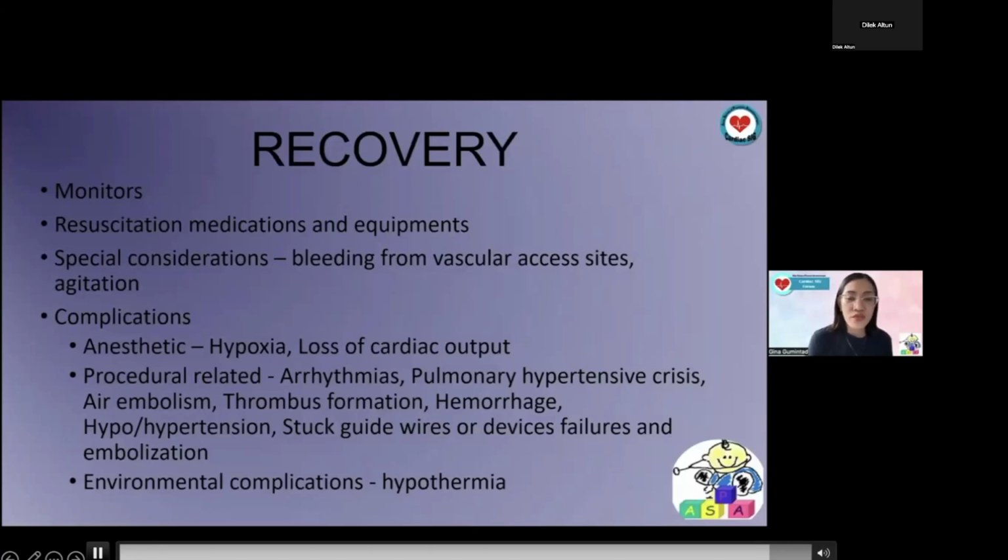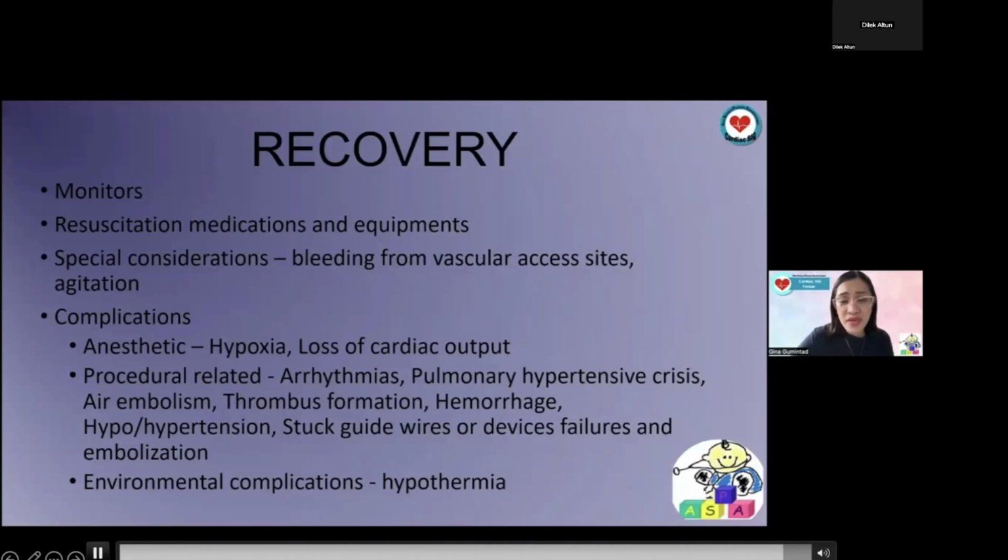Complications, watch out for these complications. We can have anesthetic complications, procedure-related complications, environmental complications. So for the anesthetic, these are the things that we need to watch out for. Hypoxia, loss of cardiac output, when the patient develops hypotension, tachycardia, immediately post-op. So we really need also to be very keen with these events.